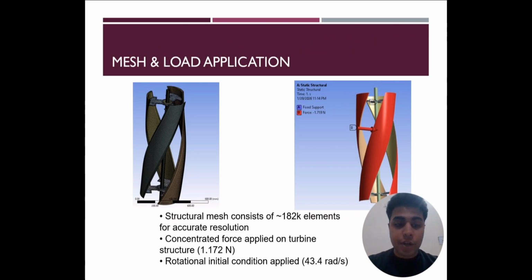In this slide, the structural mesh and loading conditions are shown. A fine mesh was used across the turbine to ensure precise stress and deformation results. The aerodynamic force was applied as a concentrated load on the rotor blades, while rotational motion was introduced using the initial angular velocity. The central shaft was fixed to represent realistic mounting conditions.